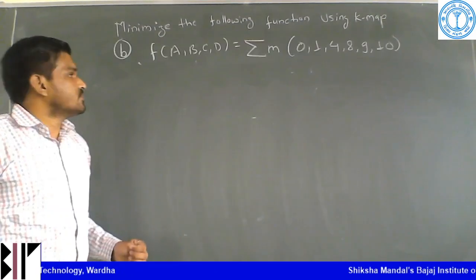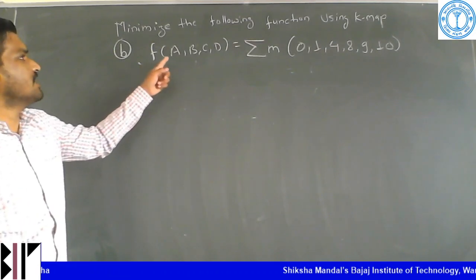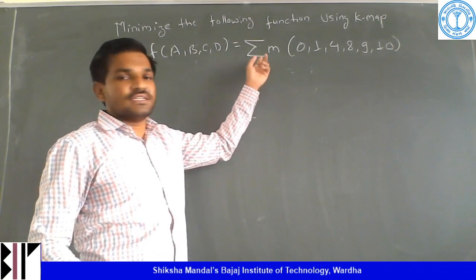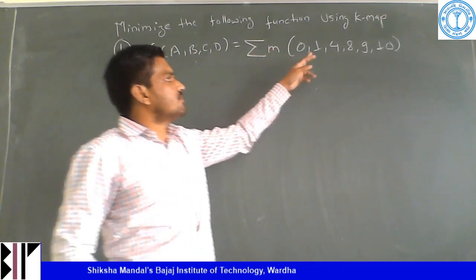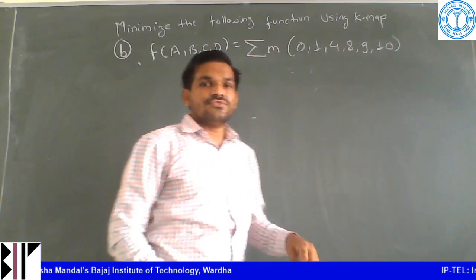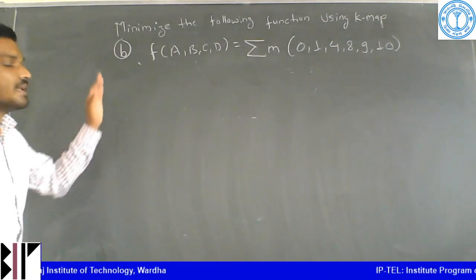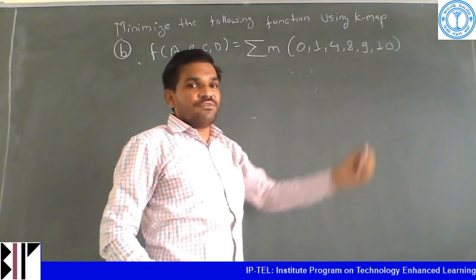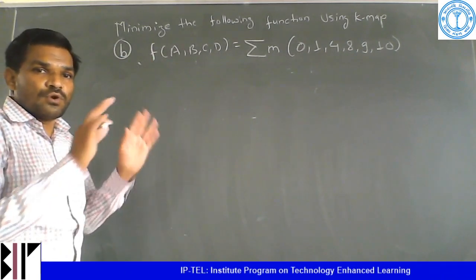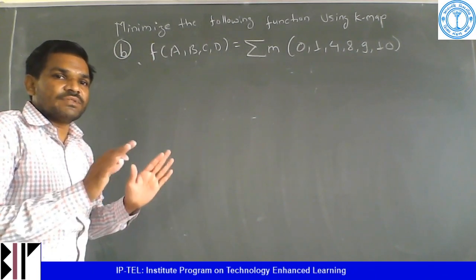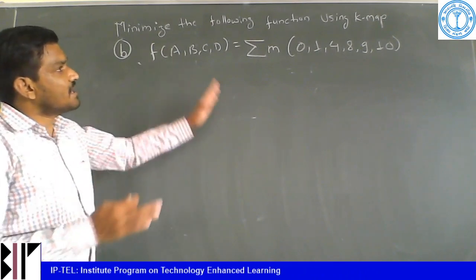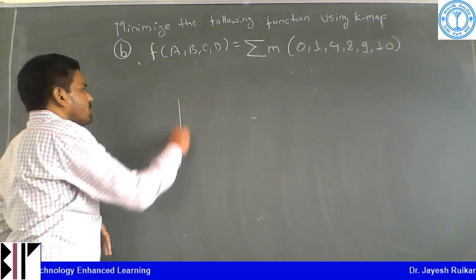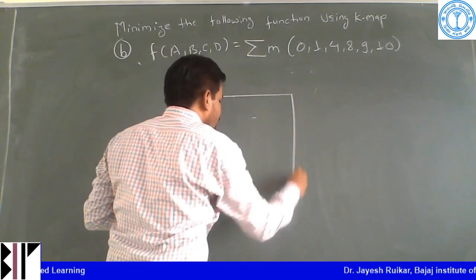Fine. So the next example is a function of ABCD given as the summation of m, that is small m, 0, 1, 4, 8, 9, 10. So a 4 variable K-map can be plotted, and for each min term we have to place 1, then group all the ones and form the equation, which will be the minimized expression for this function. Okay, so now I am plotting the 4 variable K-map.